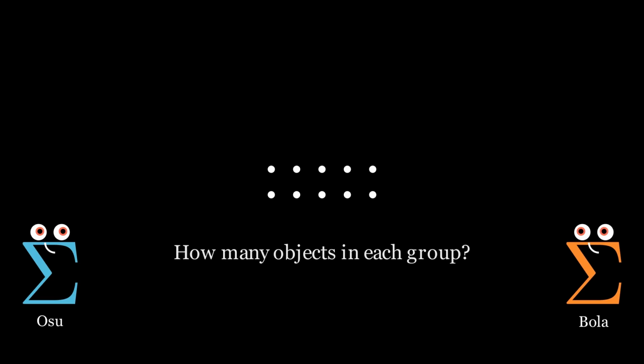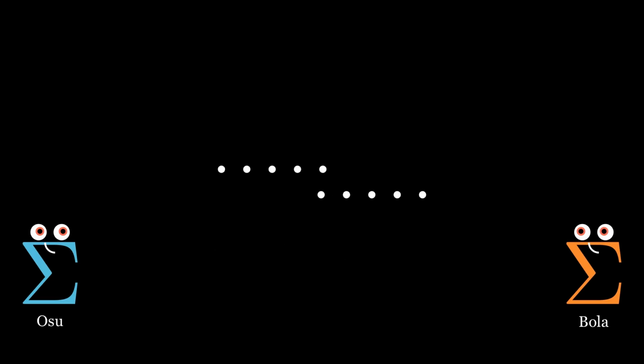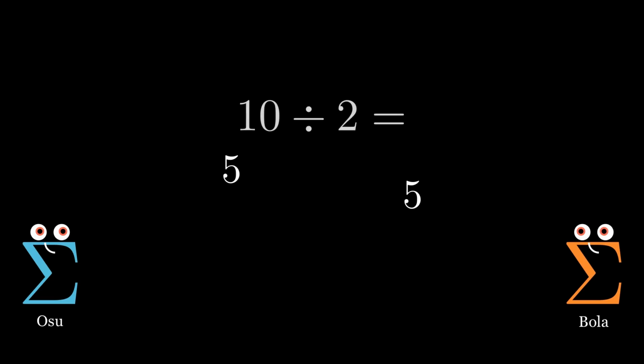So, if 10 objects are separated into 2 equal groups, how many objects will each group contain? The answer is 5. That means division is deeply connected to grouping. It actually tells us how quantity distributes when shared equally.